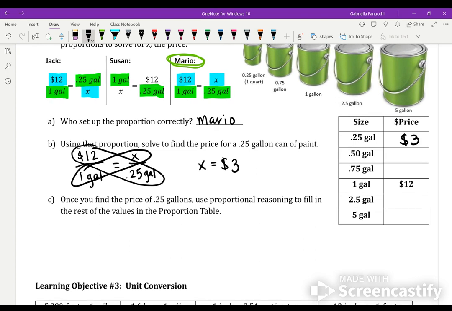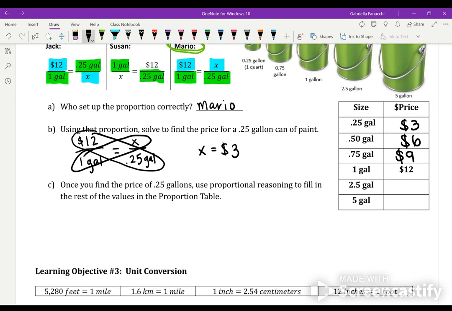Okay. Part C says once you find the price of 0.25 gallons, use proportional reasoning to fill in the rest. So if 0.25 is 3, if I double 0.25, that's going to give me 0.50, then I have to double the price. That should be 6. And then if I know that 0.25 is 3, if I add 0.25 to 0.50, I get 0.75, so then I have to add 3 over here, so that should be 9. Okay, so then 1 gallon is 12, so 3, 6, 9, 12.